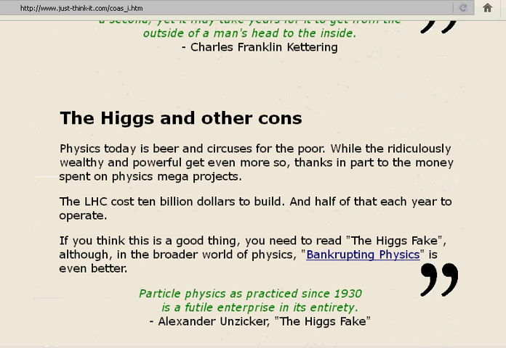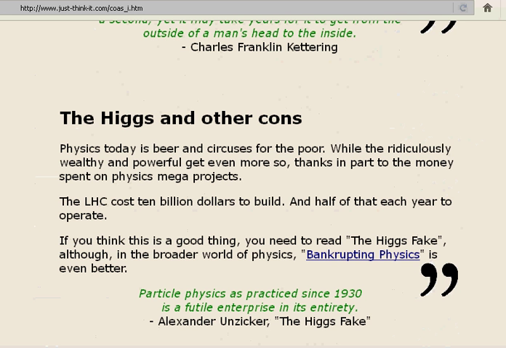The Higgs and other cons. Physics today is beer and circuses for the poor, while the ridiculously wealthy and powerful get even more so, thanks in part to the money spent on physics megaprojects. The LHC cost $10 billion to build, and half of that each year to operate. If you think this is a good thing, you need to read The Higgs Fake, although in the broader world of physics, bankrupting physics is even better.